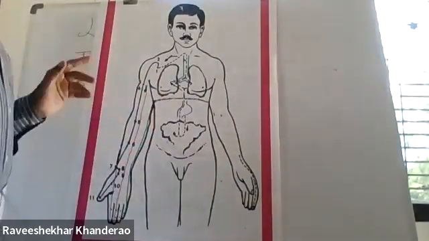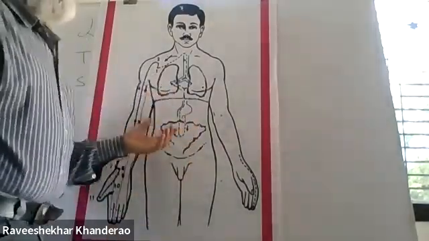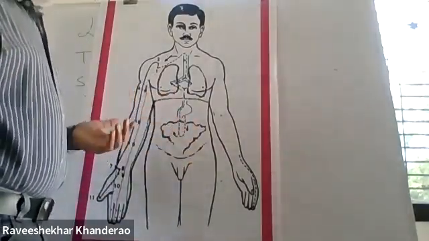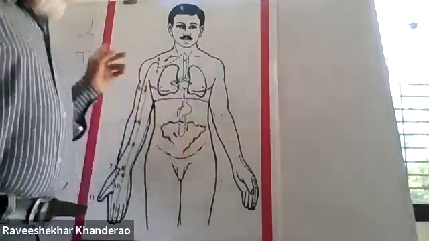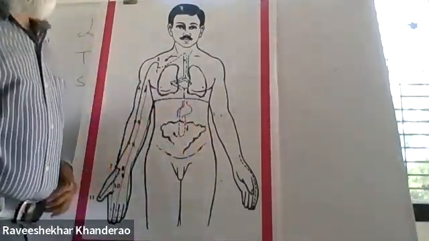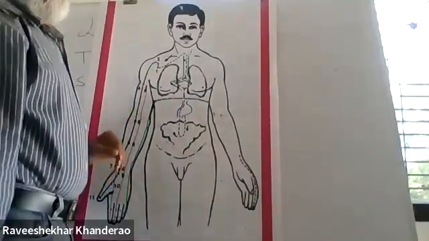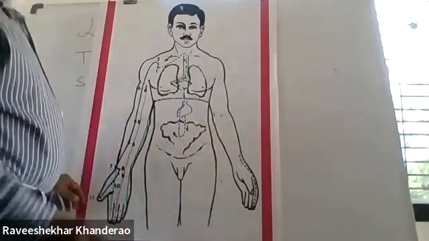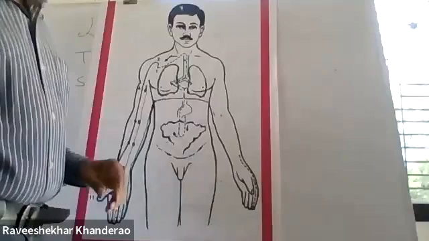Okay. So we are now learning the lung meridian and the internal path of the lung meridian. How many points are there on the lung meridian? There are 11 points on the lung meridian. The lung meridian distributes mainly on the anterior border of the lateral aspect of the upper limb.